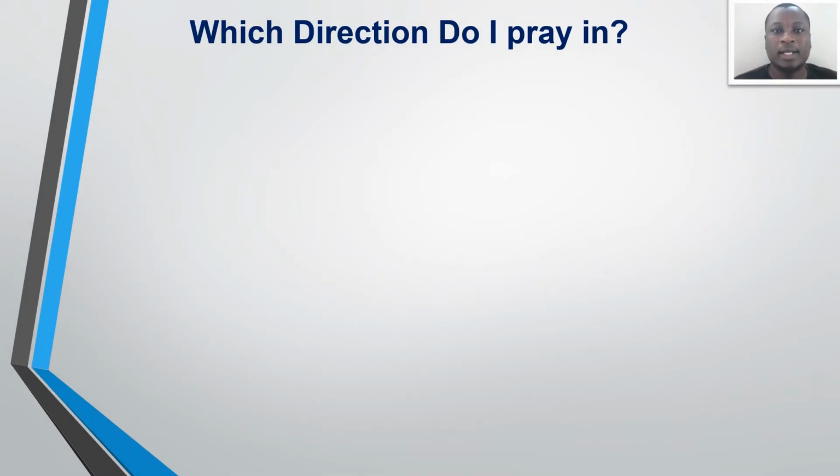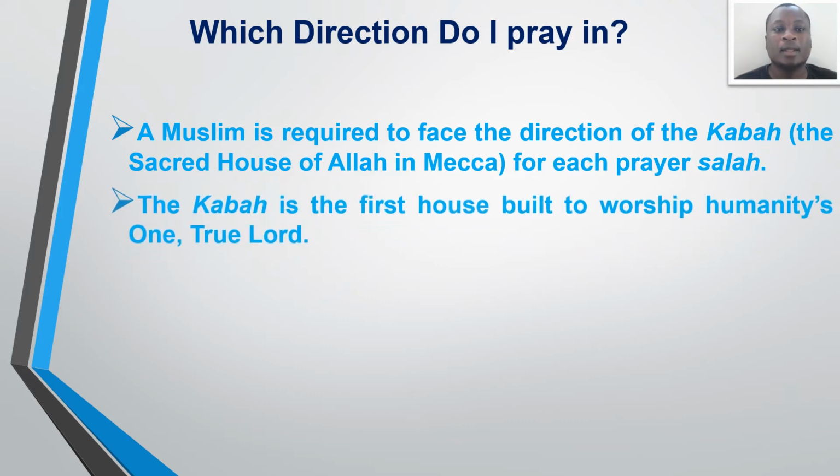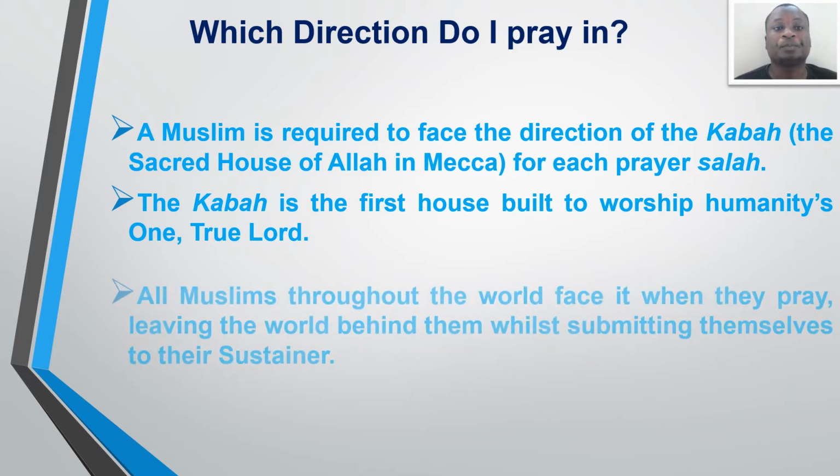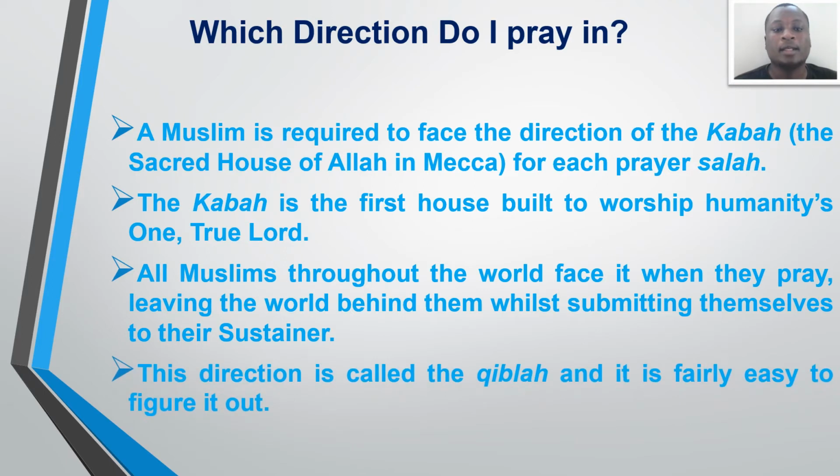Now let us look at which direction the Muslims face when they pray. A Muslim is required to face the direction of the Kaaba, the sacred house of Allah in Mecca, for each and every prayer that they make. The Kaaba is the first house built to worship humanity's one true God. All Muslims throughout the world face it when they pray, leaving the world behind, while submitting themselves to the sustainer, nourisher, creator of the universe. This direction is also called Qibla, and is fairly easy to find.